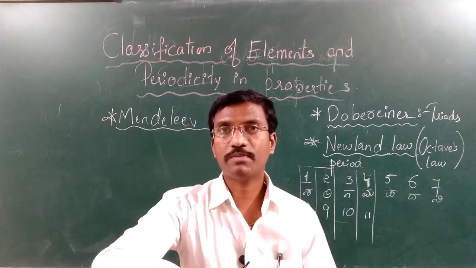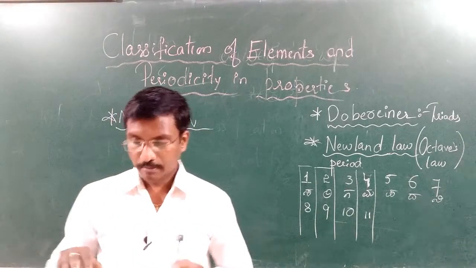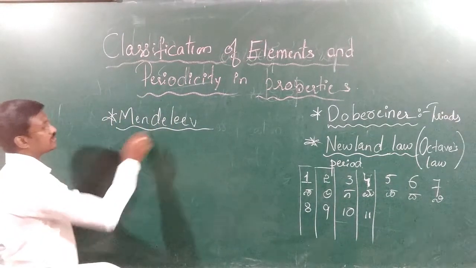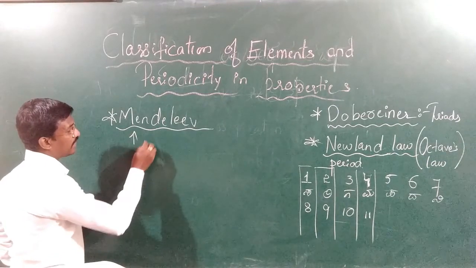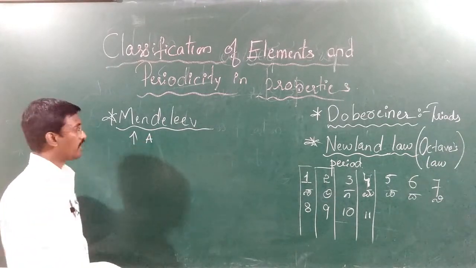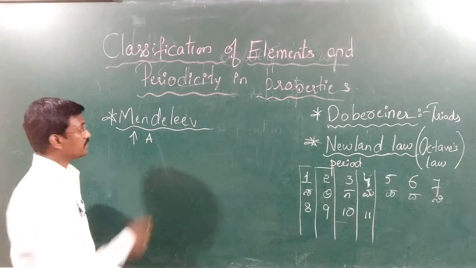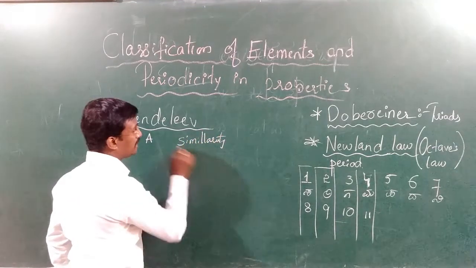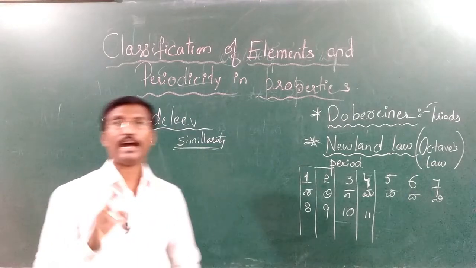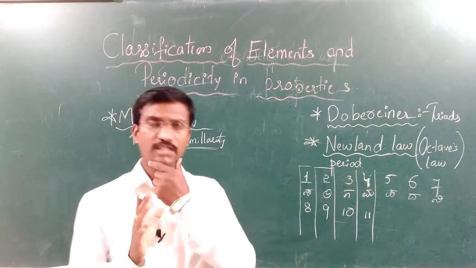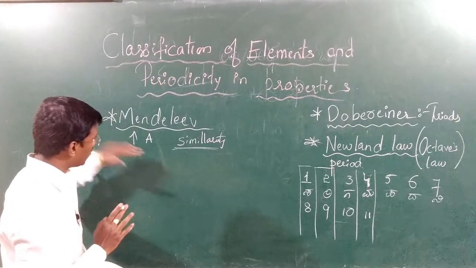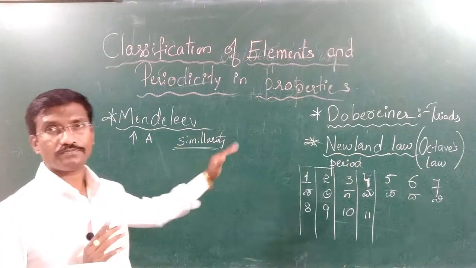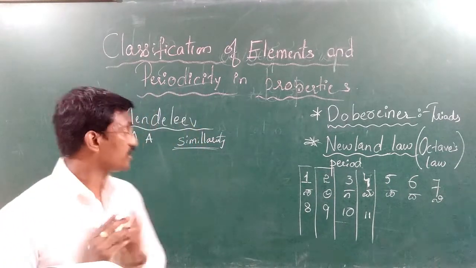So the next person, Mendeleev, continues the classification. Mendeleev did the same thing: he also arranged the elements in increasing order of atomic mass. First, increasing order of atomic mass, and he gave more preference to the similarity of properties, meaning elements which have similar properties. But more than arranging in increasing order of atomic mass, he gave the preference to similarity.